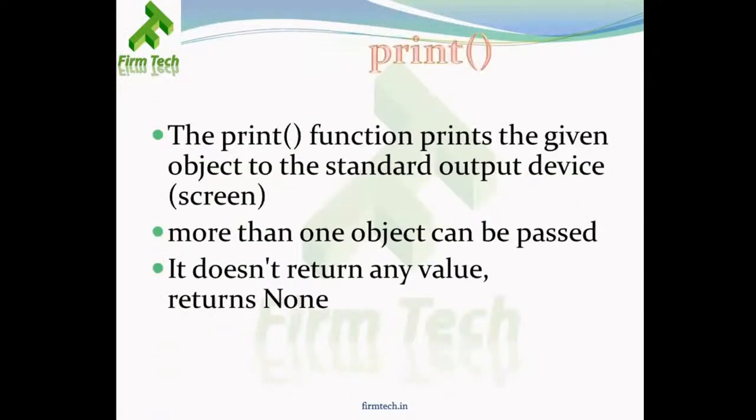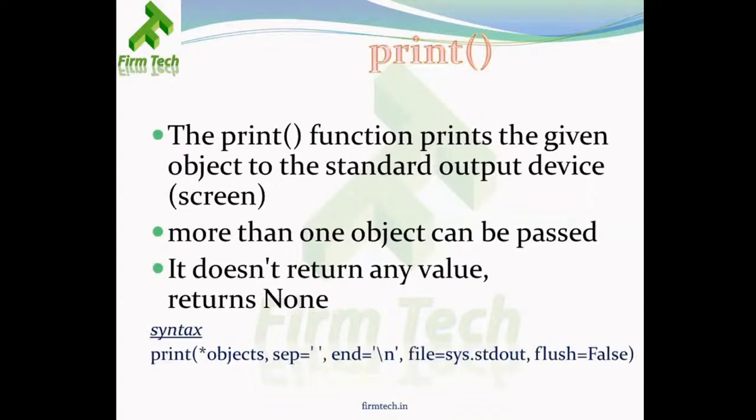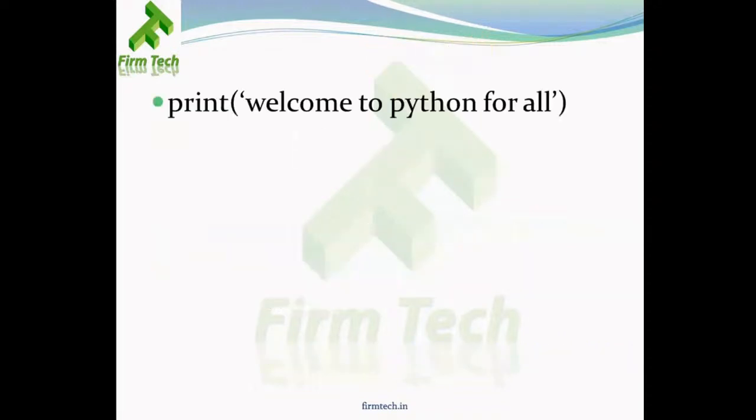Next, we shall see the print statement. The print statement is used to display the output on the output device. In the print statement, we can pass more than one object. The print statement will not return any value; it returns None. This is the syntax for the print statement. So this statement, print of welcome to Python for all. Here we have passed a string object to the print function.